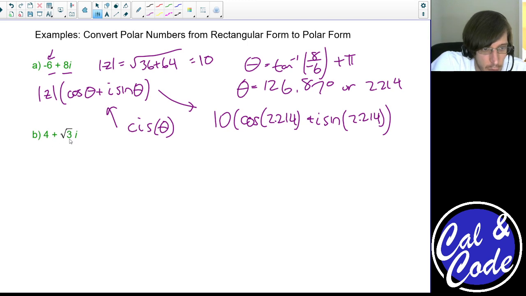Let's do the next one. We have 4 and root 3. First thing I need to do is calculate the modulus. I'm going to change colors real quick so we can see the difference here a little easier.